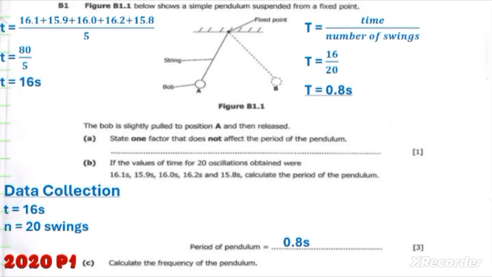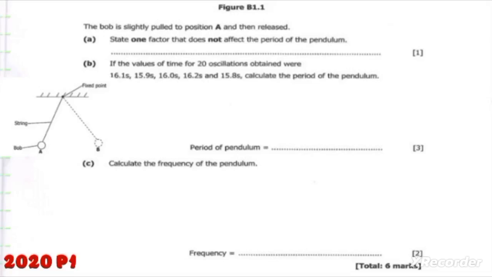Let us move to the next question, which is question C. Question C reads, calculate the frequency of the pendulum. There are a lot of formulas that we can use to find frequency. Since we are coming from calculating the period of the pendulum, this is the suitable formula that we are going to use. Frequency is equal to 1 divided by period.